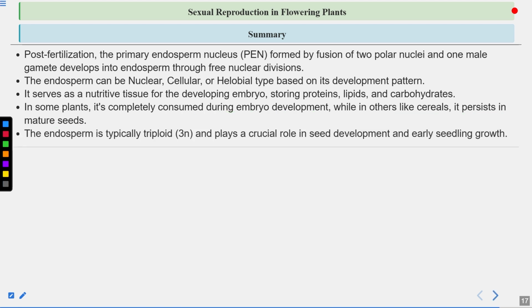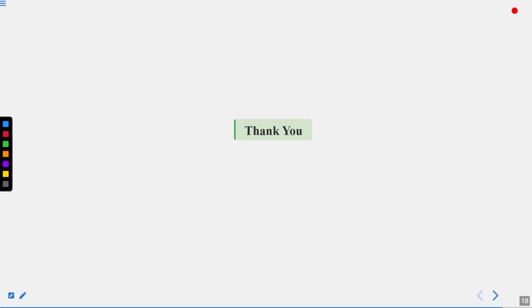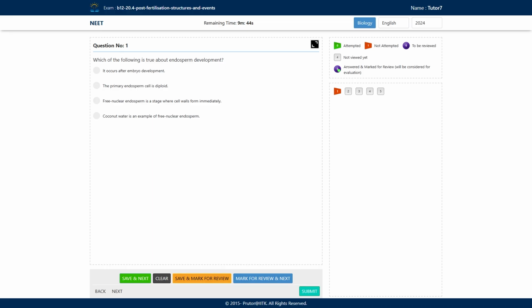The endosperm is typically triploid and plays a crucial role in seed development and early seedling growth. So this is all about today's lecture, but we will have our DPP. So here is today's DPP, and the first question is here.